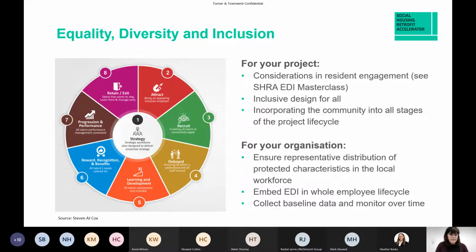I'm probably going to have to speed up a little bit now because we're only halfway through. So in terms of EDI, a really interesting little chart here helps you to understand the different aspects that you might need to address within your programme.